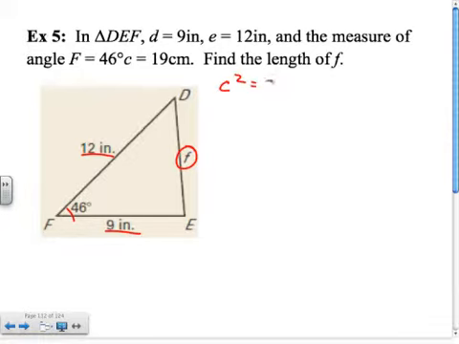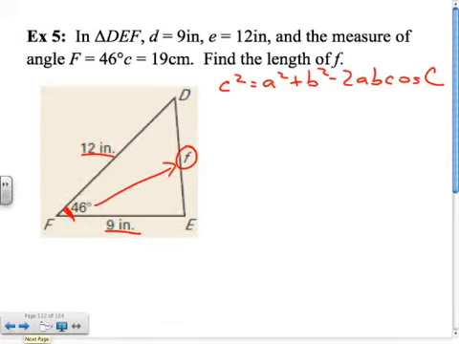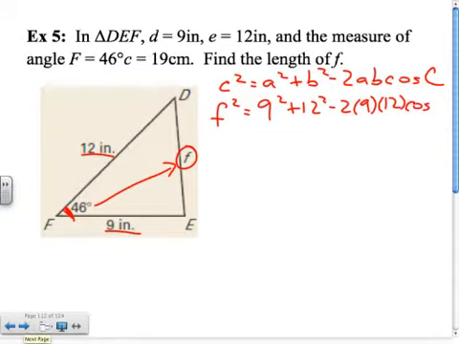c squared equals a squared plus b squared minus 2ab cosine c. Identify the angle that you're using. I'm using the 46. The side across from that is my f. That tells me that f is my little c. So I have f squared equals, a and b are interchangeable, 9 squared plus 12 squared minus 2 times 9 times 12, and then cosine of my angle. My angle here is 46.